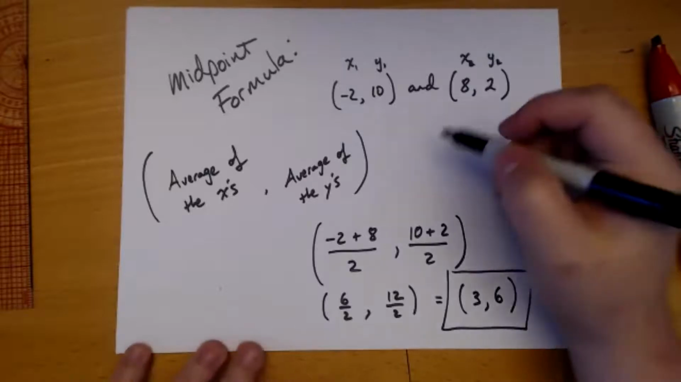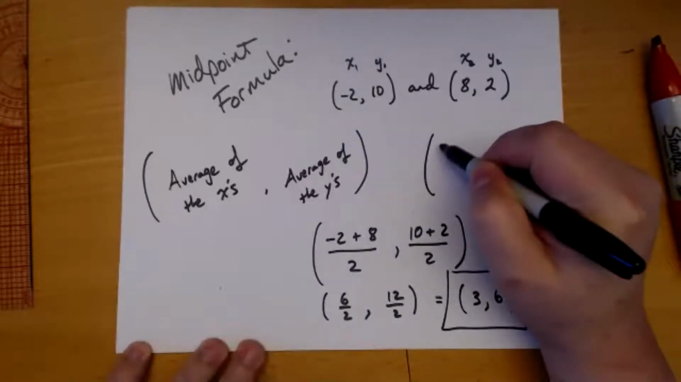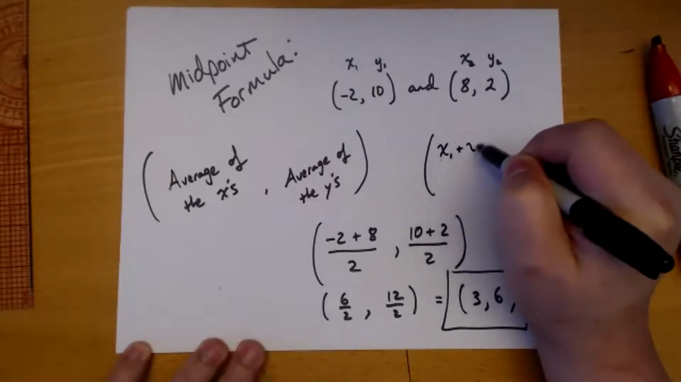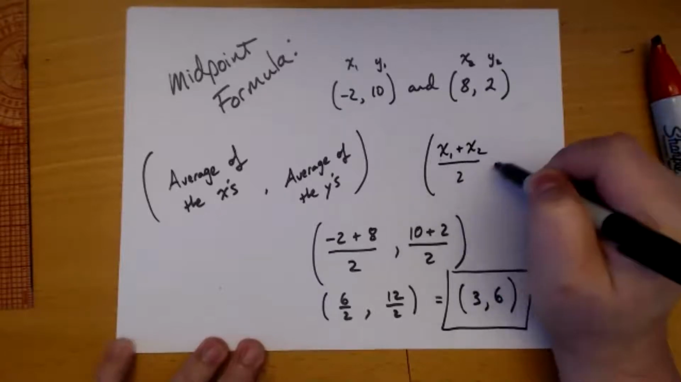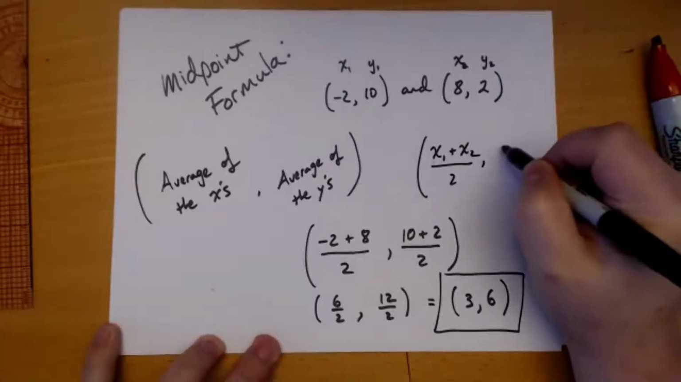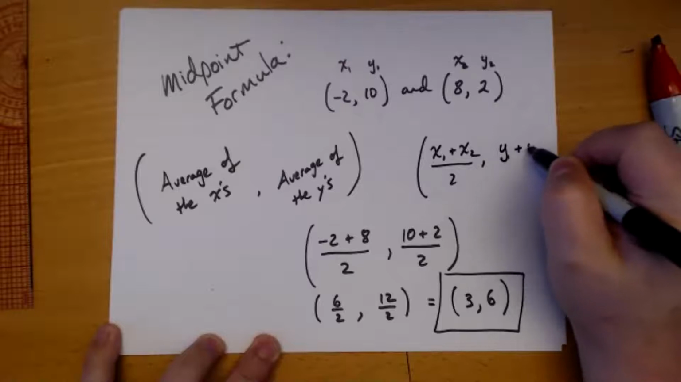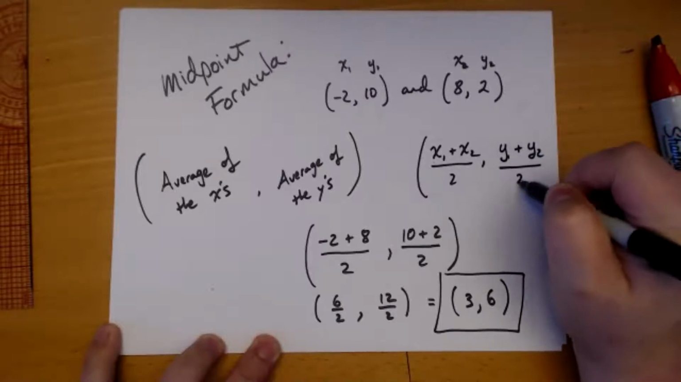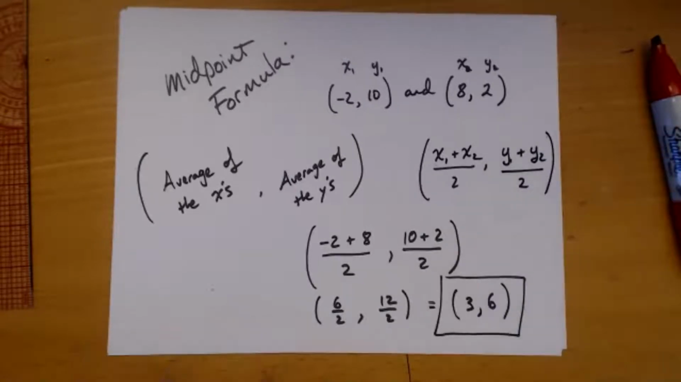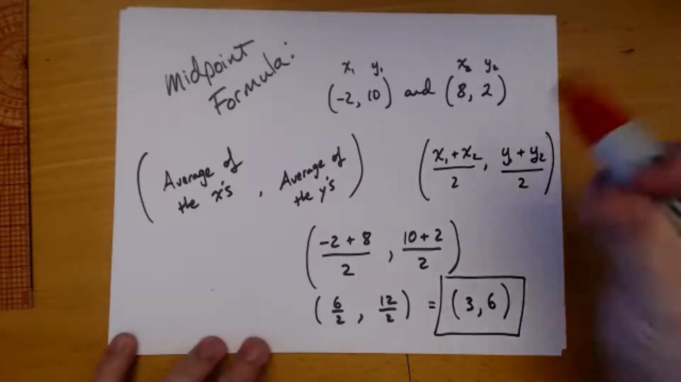So if you wanted to write down the actual formula: x1 plus x2, and you divide by 2; y1 plus y2, and you divide by 2. That is the midpoint formula.